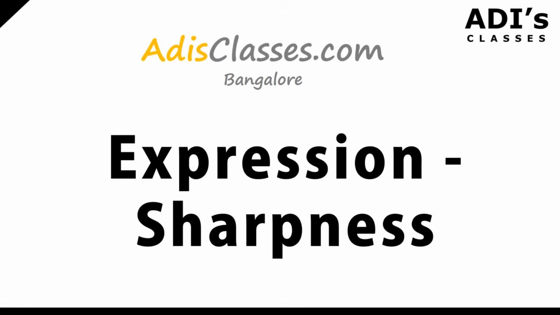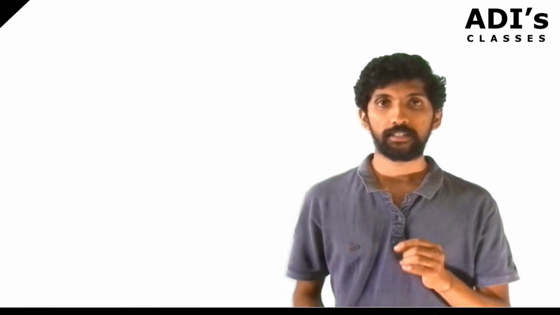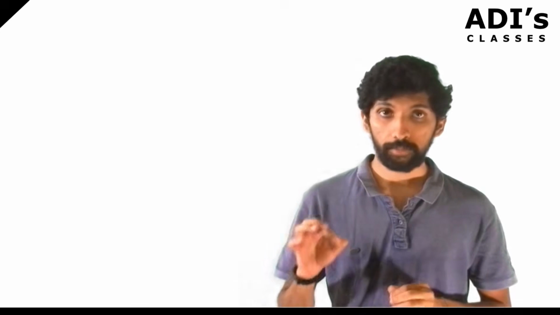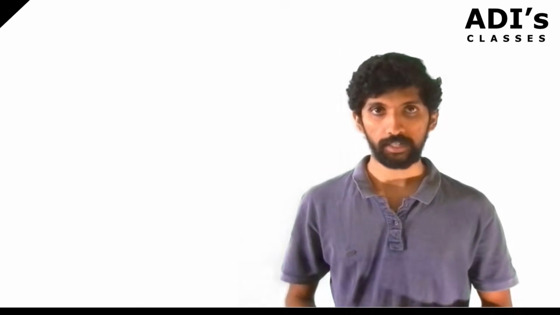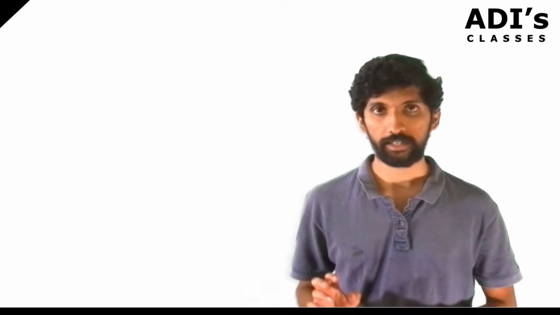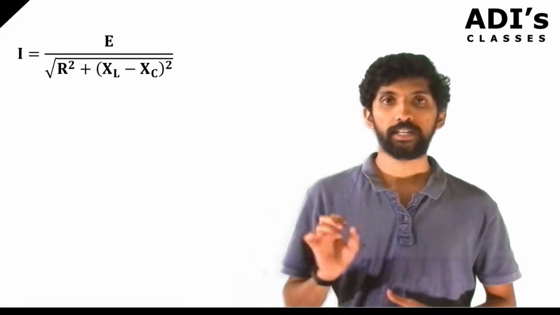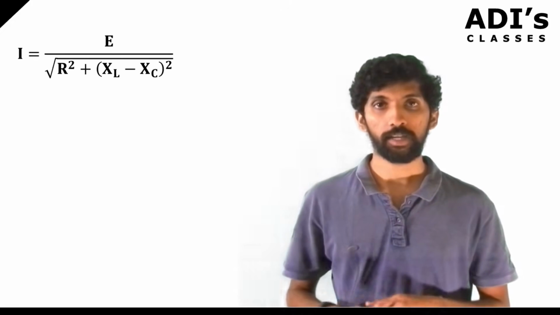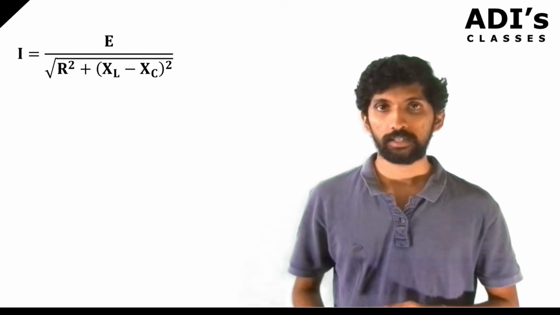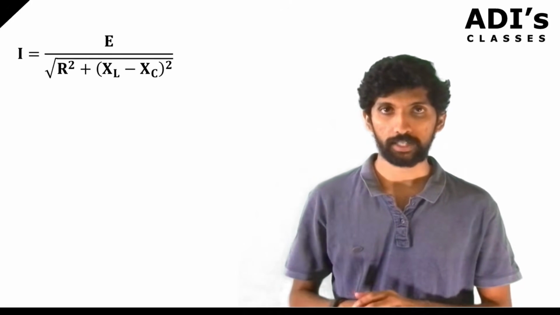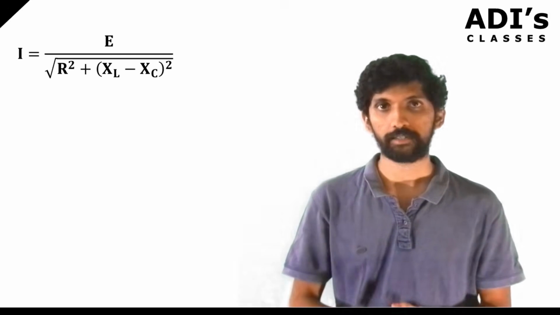So as discussed earlier, the current is 1 by root 2 times the maximum current. That's what we are trying to calculate, correct? So using that we define the sharpness. See, the current will be nothing but E divided by root of R square plus (XL minus XC) whole square, correct? Because that's the total current.